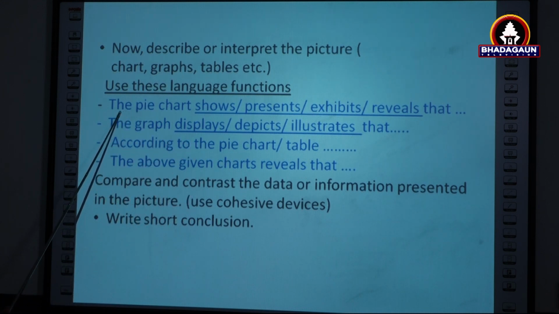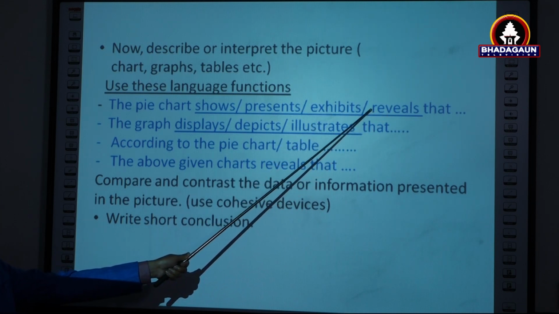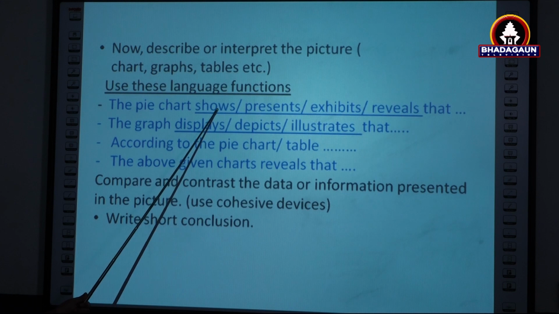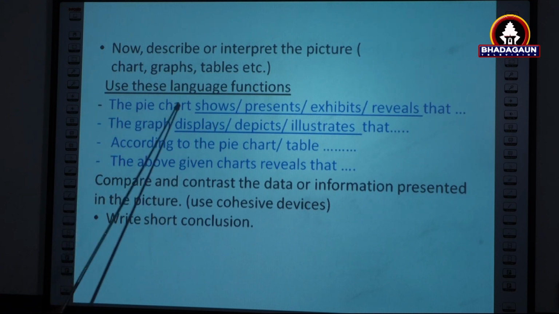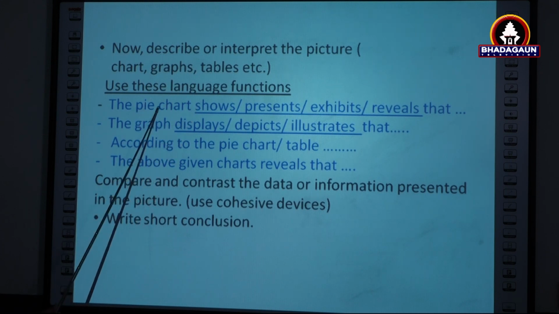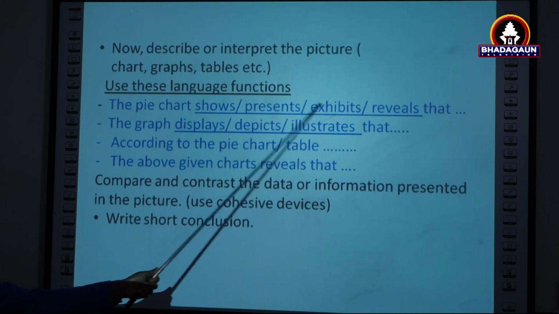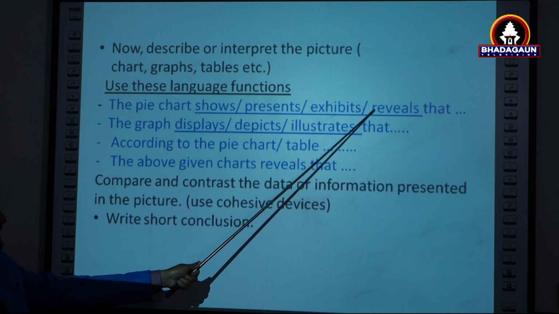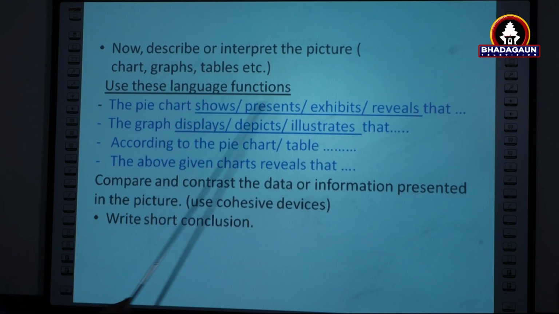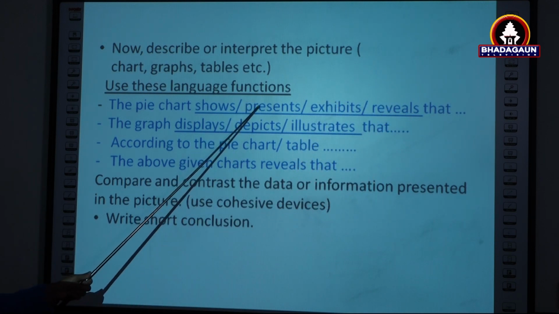When you write the answer, you can say the pie chart shows, presents, exhibits, reveals. All are the same; they give the same meaning. You can say the pie chart shows that. If the bar graph is given, you can write bar diagram. So the pie chart shows, presents, exhibits, reveals, all are similar. The pie chart shows that, presents that, exhibits that, reveals that. Use one of the verbs underlined there.